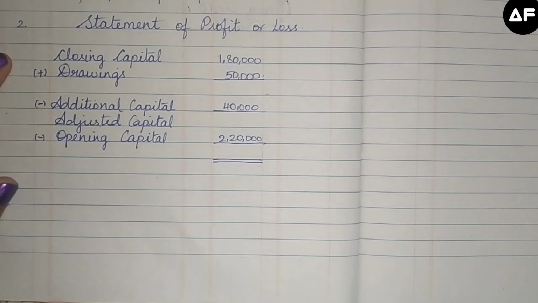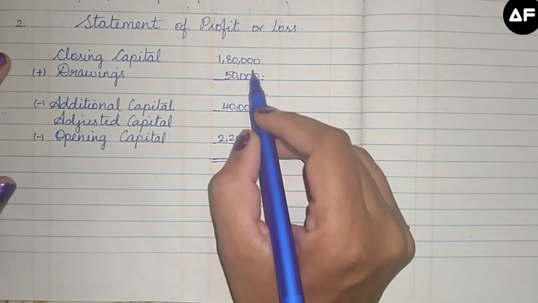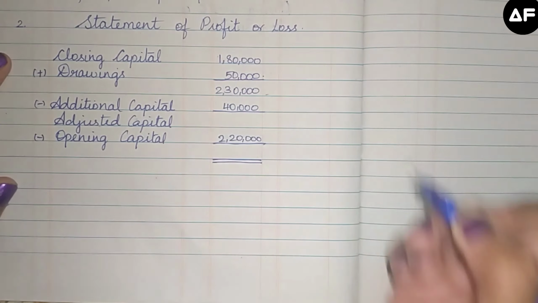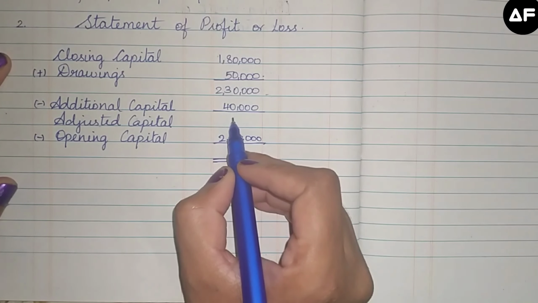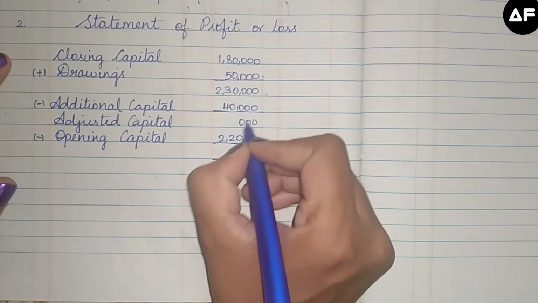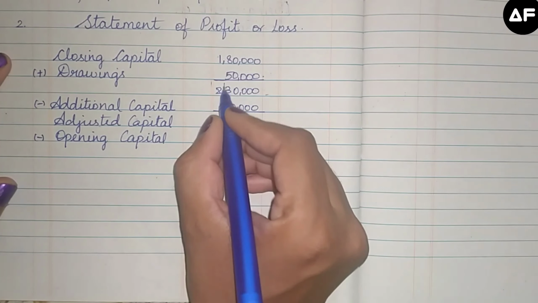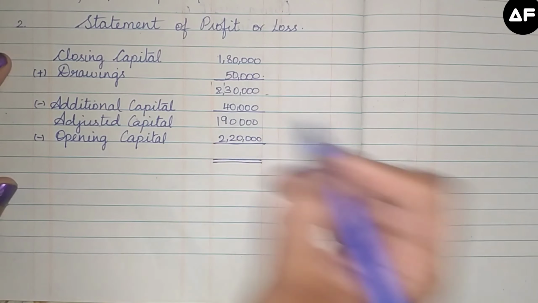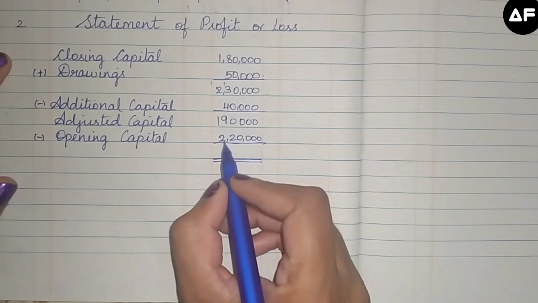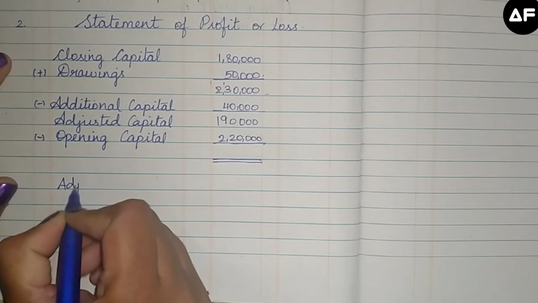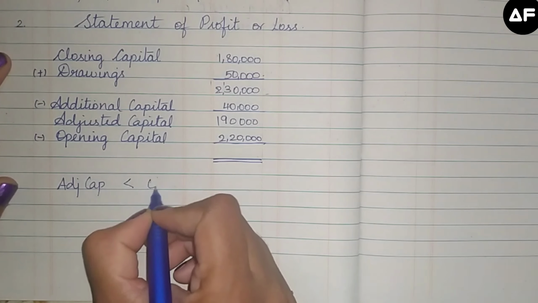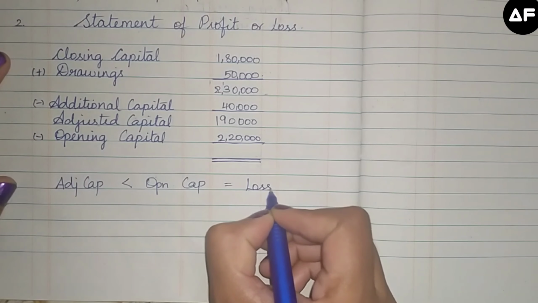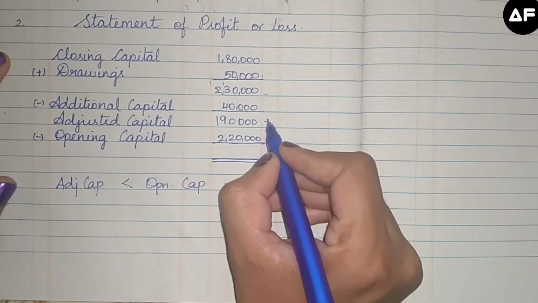Now you are going to just add and subtract it. So 1,80,000 plus 50,000 is going to be 2,30,000. 2,30,000 minus 40,000 is going to be, it doesn't go, so I'm just going to borrow it. If I borrow, I will get 1,90,000. Now if you compare, your adjusted capital is less than your opening capital. I've already told you, if it comes like this, you're going to get a loss.